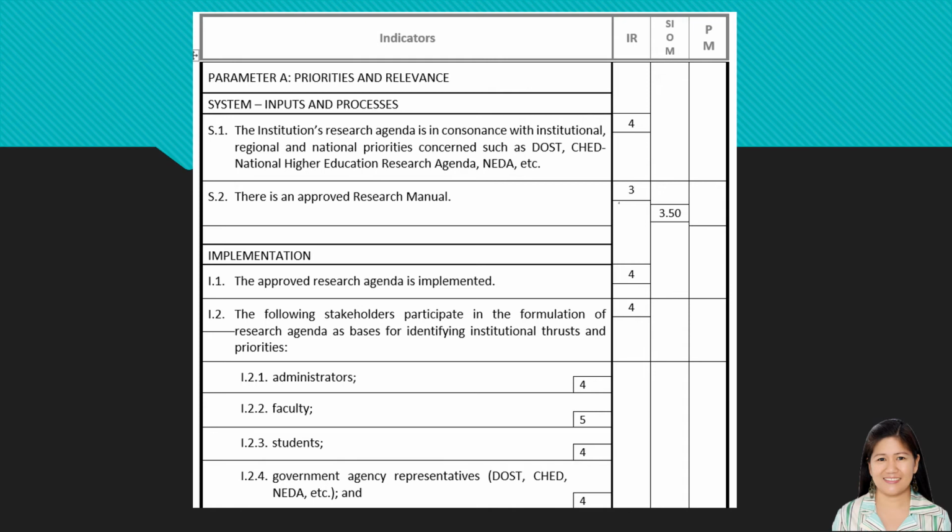So, doon sa "there is an approved research manual," meron naman tayo niyan. Ang una pong evidence na pwede natin i-attach diyan ay yung research manual, yung BOR number. Kung may BOR number na tayo, tapos copyrighted pa and well-documented and well-disseminated pa yung ating research manual sa ating mga stakeholders, baka magkaroon tayo ng 5 na score dito.